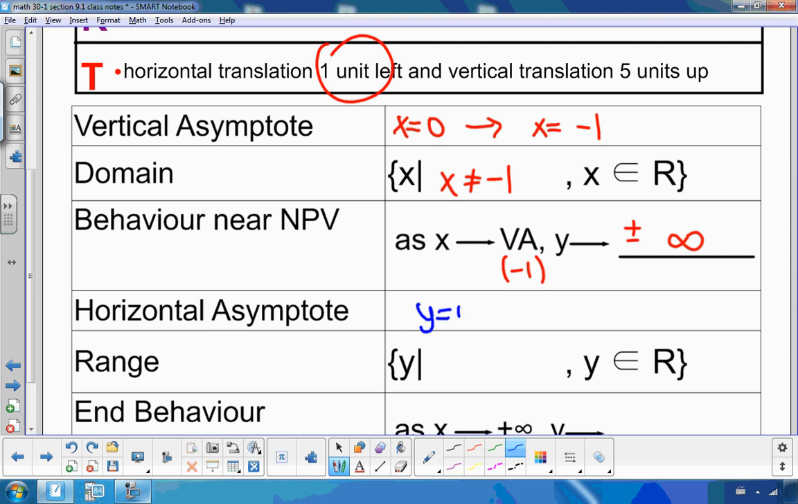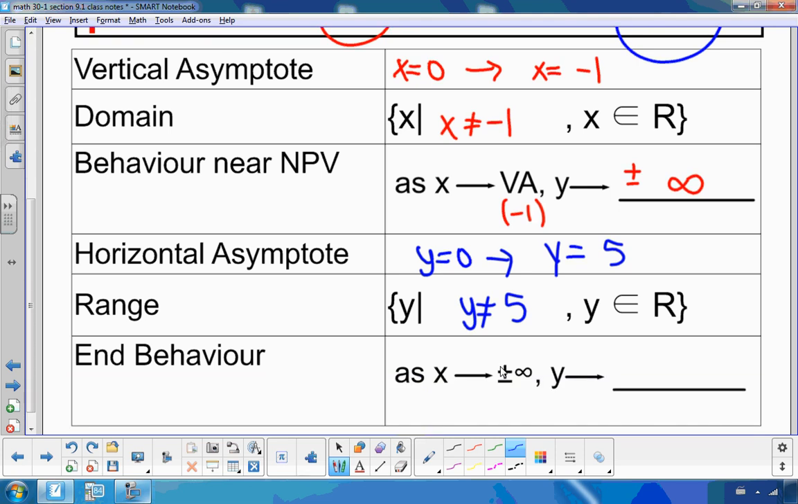Okay, let's talk horizontal asymptote. So normally the horizontal asymptote is at 0. But we have gone 5 units up. So my new horizontal asymptote is at 5. So I did a quick check of my graph, and it does not cross the horizontal asymptote. So I know that my range is the set of all y, such that y can't be 5, but is still an element of the reals.